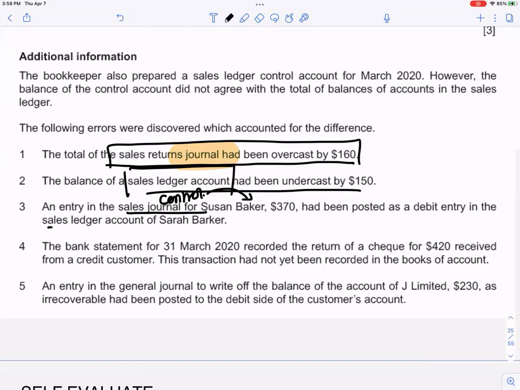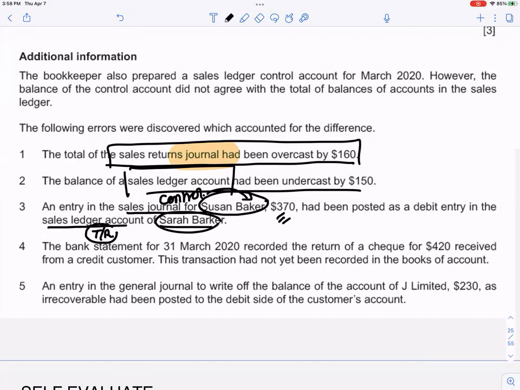And in the sales ledger, that means in the trade receivable account, I have written it as Sarah Baker. In the control account, I wrote Susan Baker. In the trade receivable account, I wrote Sarah Baker. Is the amount same?